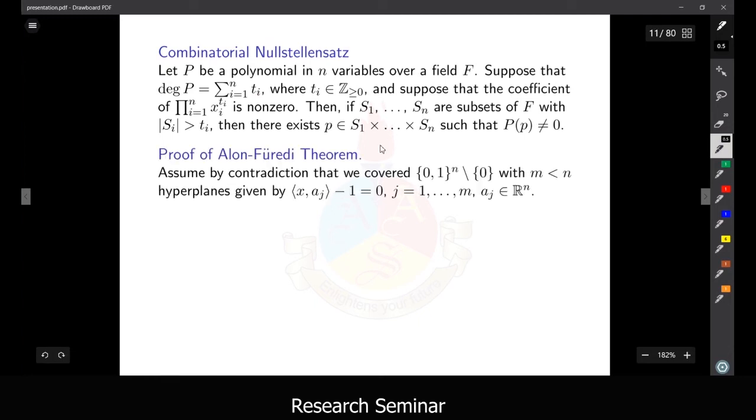So if we want to use the combinatorial Nullstellensatz to prove the Alon–Füredi theorem, then we will consider hyperplanes, and each hyperplane is given by some linear equation. In particular, we will be interested in a polynomial which is of degree n and which is linear with respect to F.